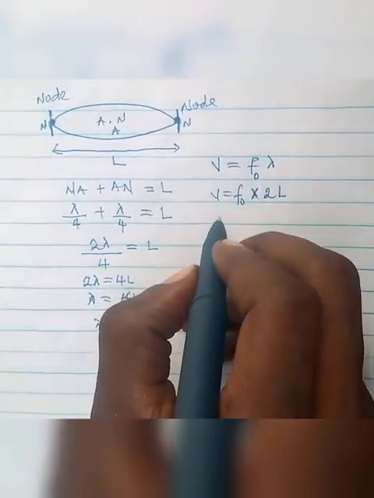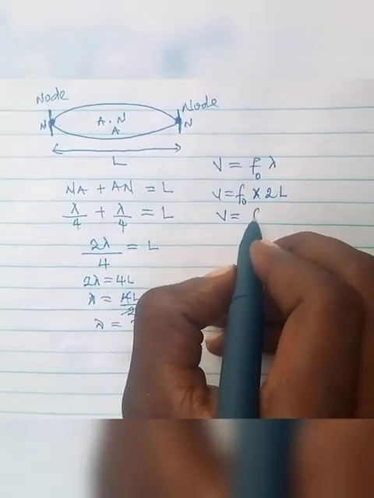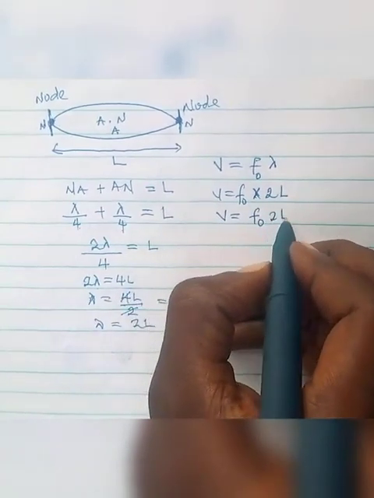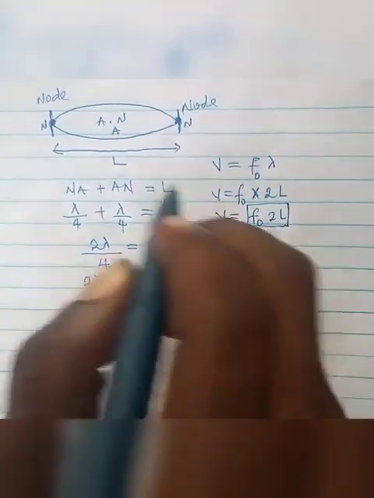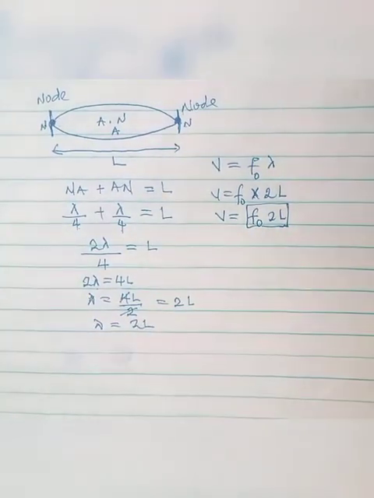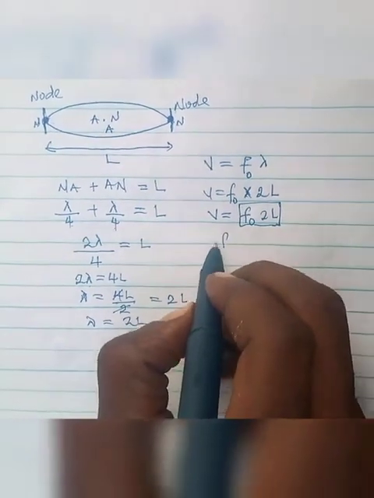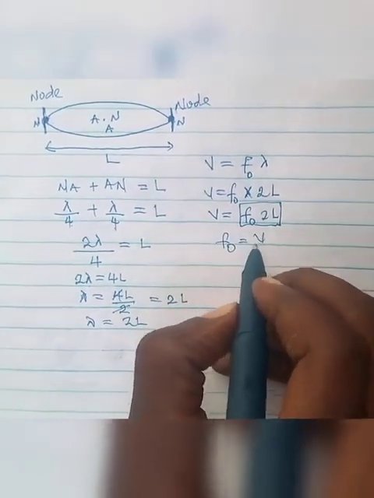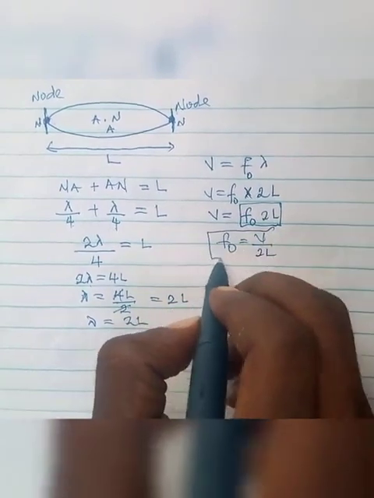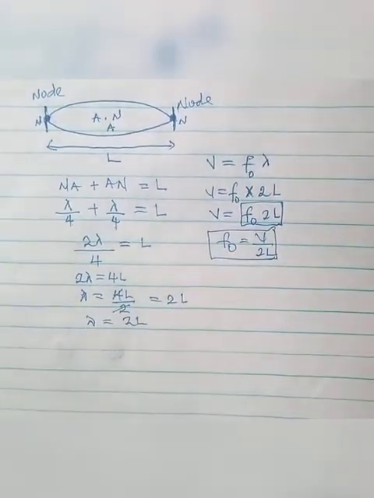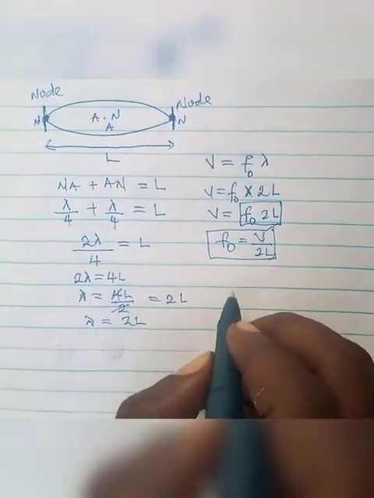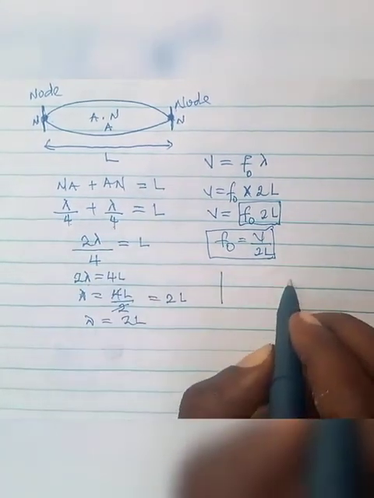So if you multiply these two, you can see that V is equal to F0 lambda, sorry, F0 times 2L. So that is the velocity of the wave. Now, I'm going to find the fundamental frequency, which I will call the first harmonic frequency, F0. F0 becomes equal to V divided by 2L. So this is the fundamental frequency for a pipe that is closed at both ends. Okay, so we have some situations where they are closed at one end and all that.